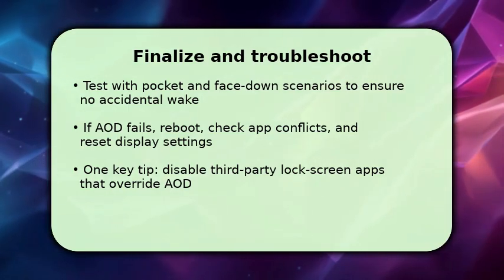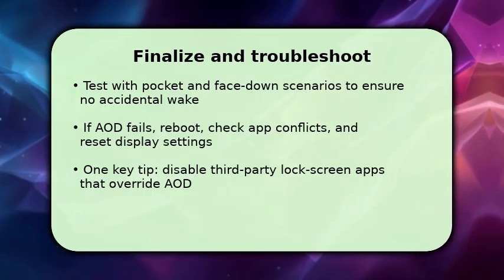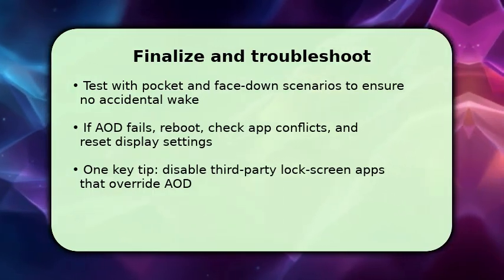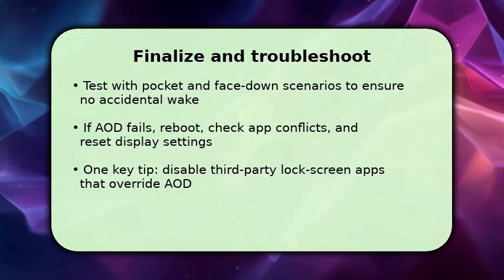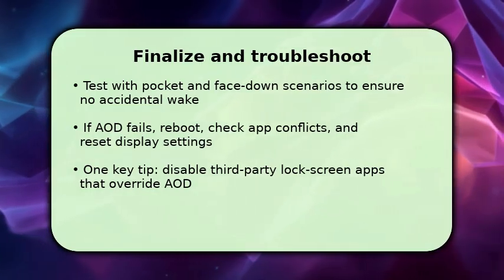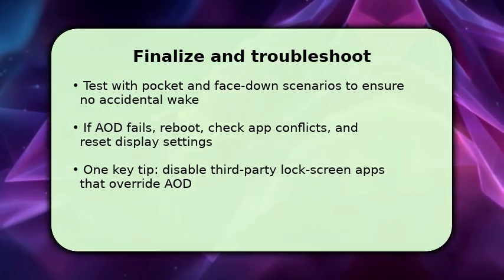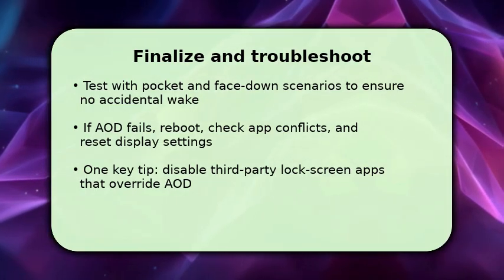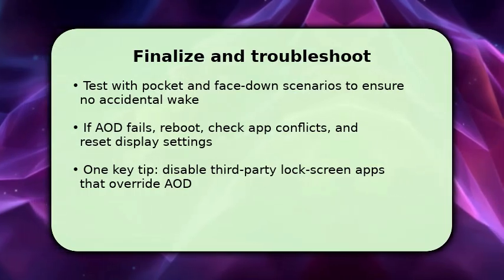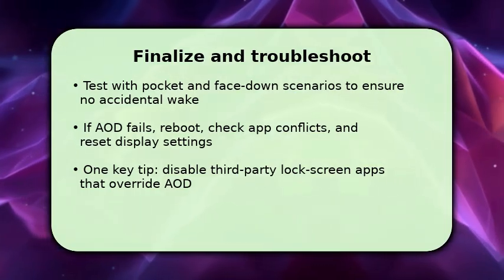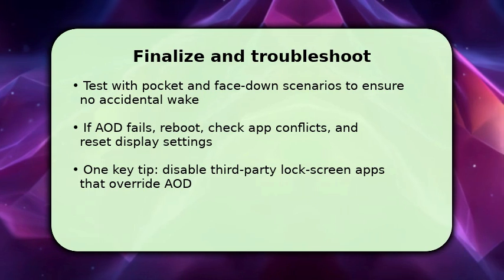If Always On Display doesn't show, reboot the device, check for battery optimization or lock screen apps that may interfere, and reset AOD settings. Make sure third-party lock screen or theme apps are disabled because they commonly override AOD. If problems persist, revert to defaults and reapply your minimal settings. That usually clears conflicts and restores normal operation.